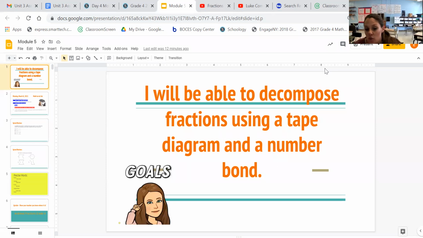So, we just finished up geometry and now we're going to focus on fractions. Love fractions, and by the end of fractions, you'll be able to add and subtract, even multiply and divide some. Okay, so let's get started. Today, you're going to be able to decompose fractions, and we're going to use two strategies. The first one is a tape diagram, and the second one is a number bond.